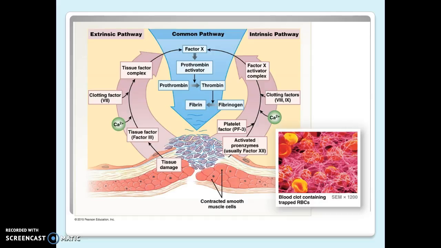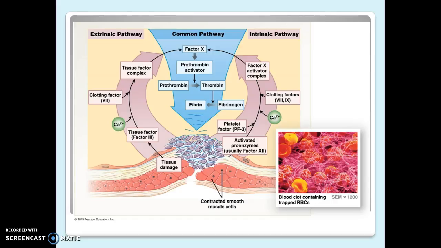Fibrolytic agents are the ones that are going to actually break down the fibrin. So over time, when I'm ready for my blood clot to be broken down, we'll have fibrolytic agents. We also sometimes will give drugs that are fibrolytic agents, and they will specifically break down blood clots if you have one someplace that you shouldn't.